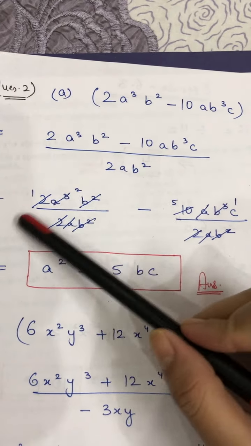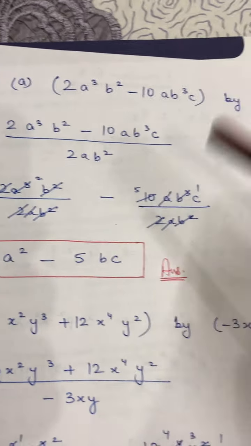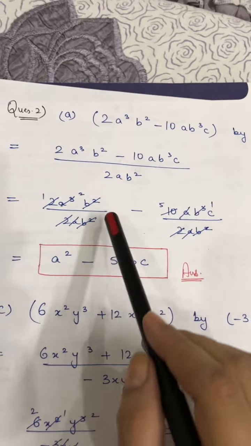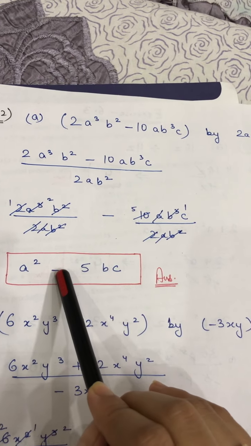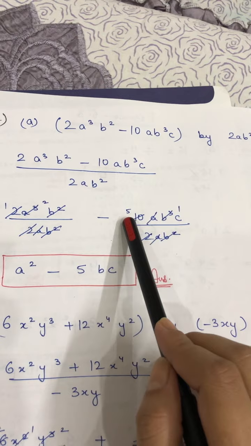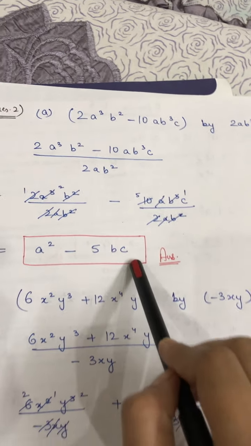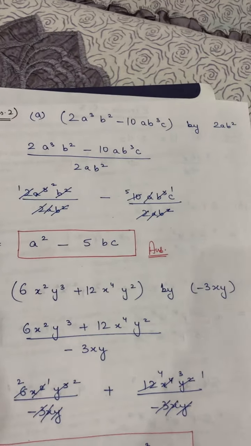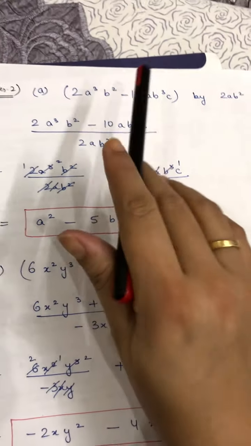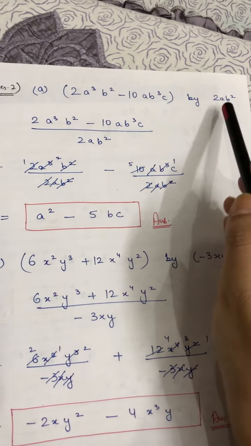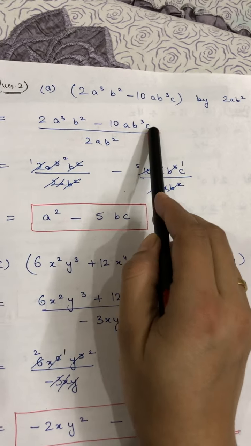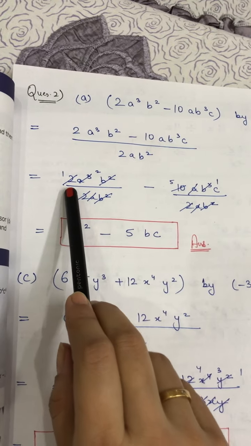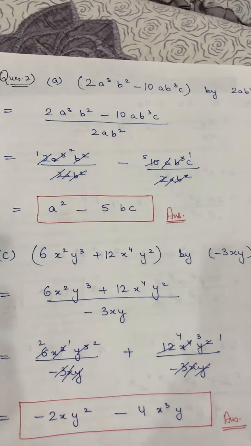The rest of the concept is the same. Cancel constant with the constant and variable with the variable. Here also, here also. So in this, what is left? A² is left. And here the minus sign you have to place as it is. And here what is left? 5bc is left. So this will be your answer. So in this case of binomial, you have to divide the denominator one by one with both the terms, and then cancel constant with the constant, variable with the variable.